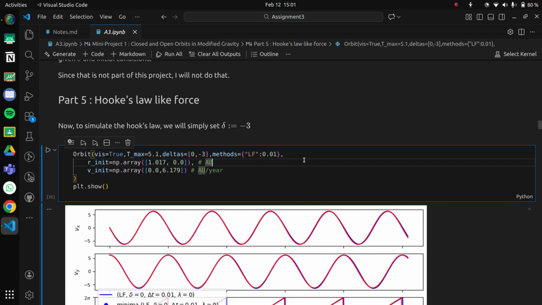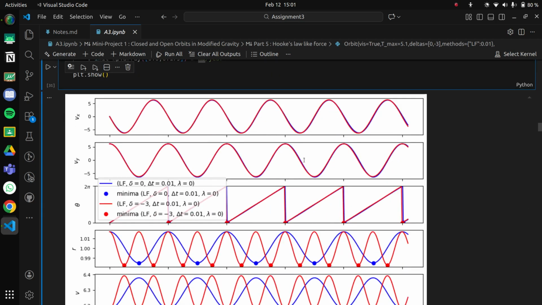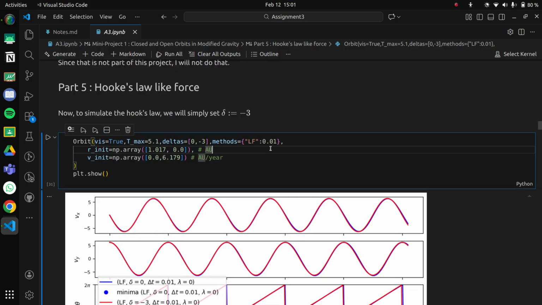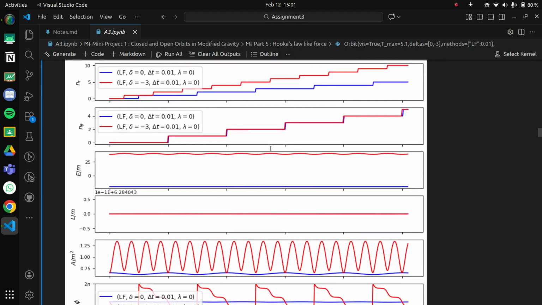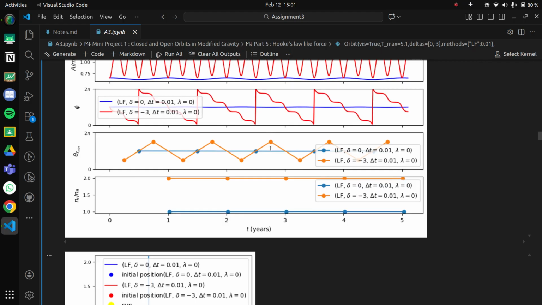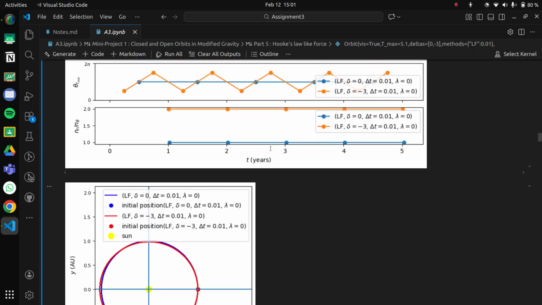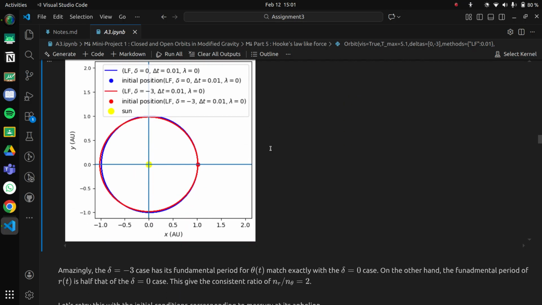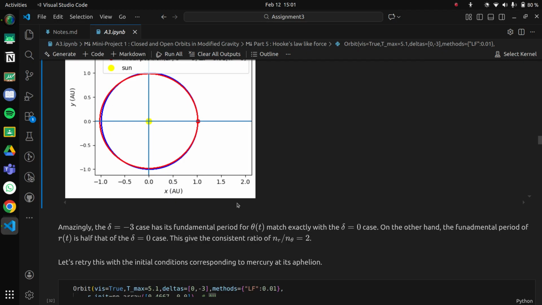Then a Hooke's law like force. So then I do it for delta equal to minus 3, which is basically Hooke's law. And you will see that once again it's closed, as in it's staying constant, more or less. Then the delta equal to minus 3 case has its fundamental period for theta t match exactly with the delta equal to 0 case. But then for the radius, it's half of that of the delta equal to 0 case, because it's going back and forth, it's not going in a circle, it's different.